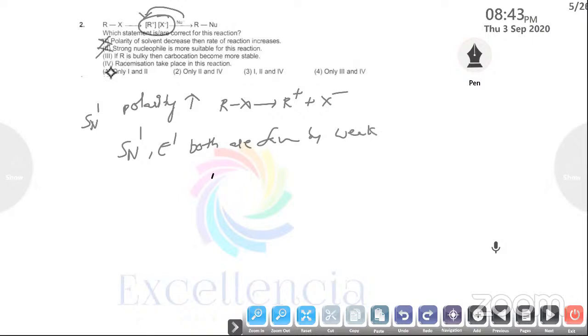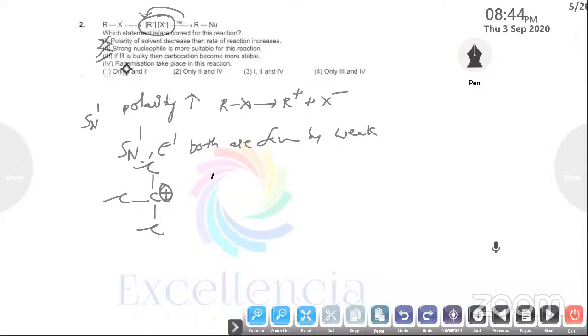Yeah, come to the third option. R is bulky, then carbocation becomes more stable. Exactly correct. So when you go for carbocations, bulkiness increasing means what? The number of alkyl groups are increasing around this, the number of carbons are increasing around this. If the number of carbons are increasing, the carbocation becomes more stable. So if R is bulky, then carbocation becomes more stable. This is the correct option.